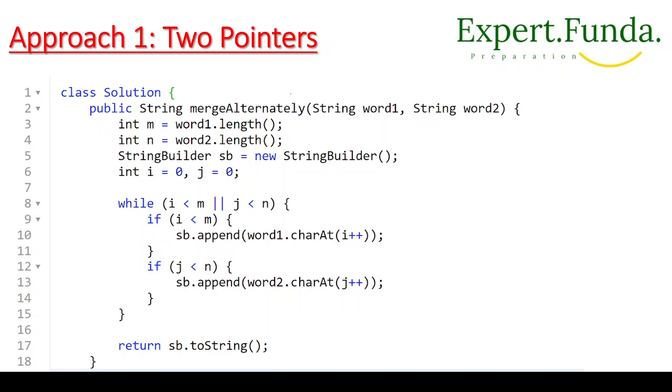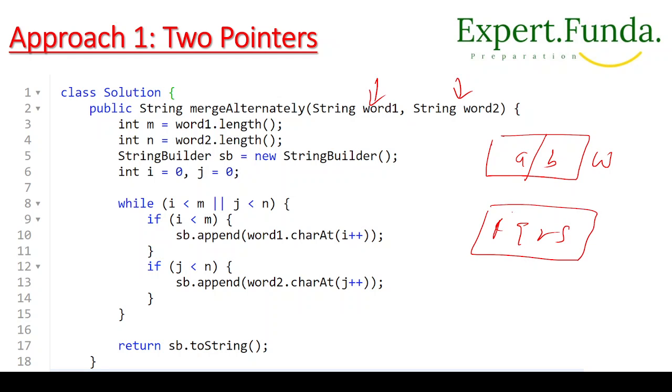Now coming back to the coding part, we have word1 and word2, right? Let's suppose word1 is A and B, and word2 is P, Q, R, S. I'm just considering this. So I will take the length of word1 as m and the length of word2 as n. We will initially take these two lengths so that we can use them multiple times. Then we will take a string builder here, and we will append to it each time, right?